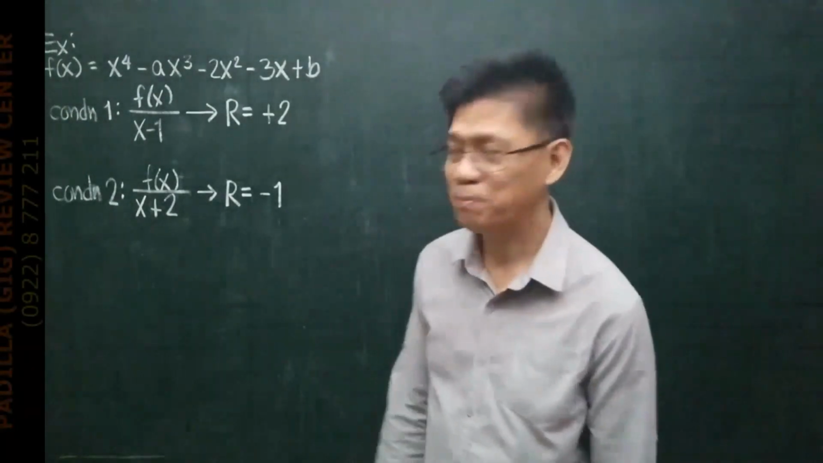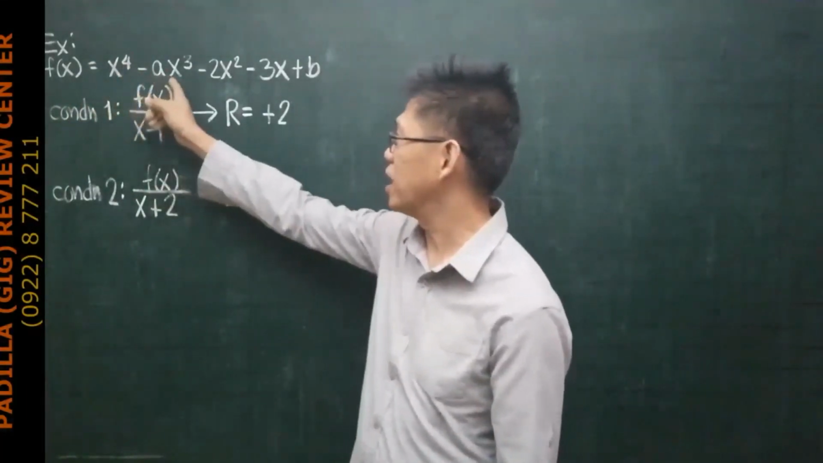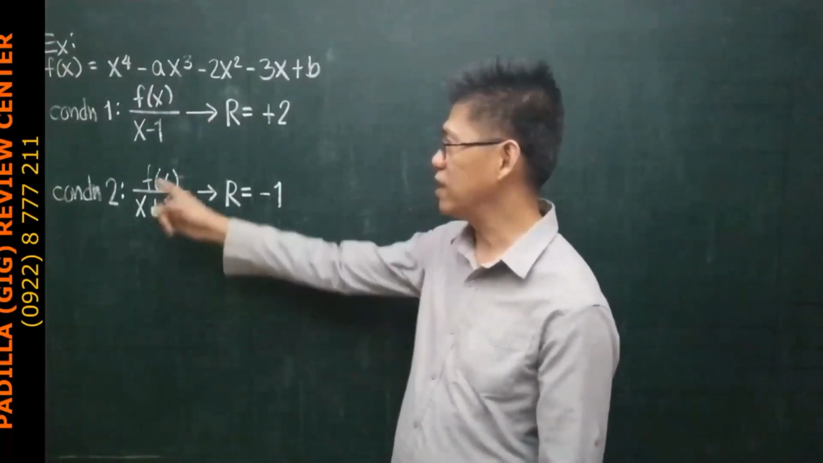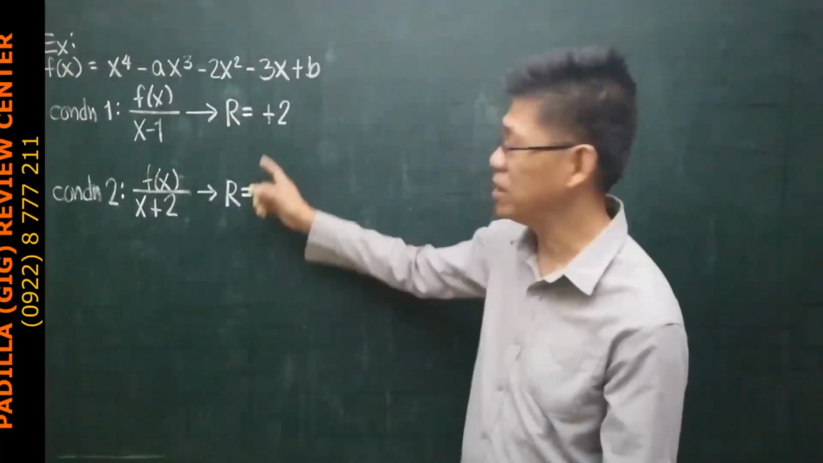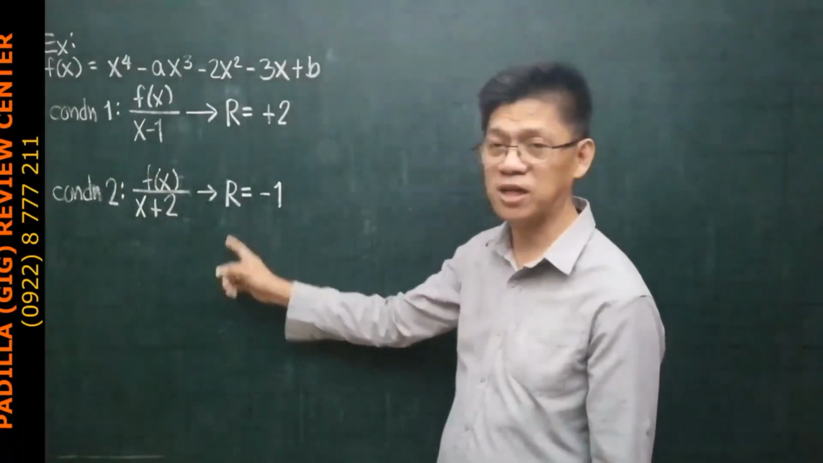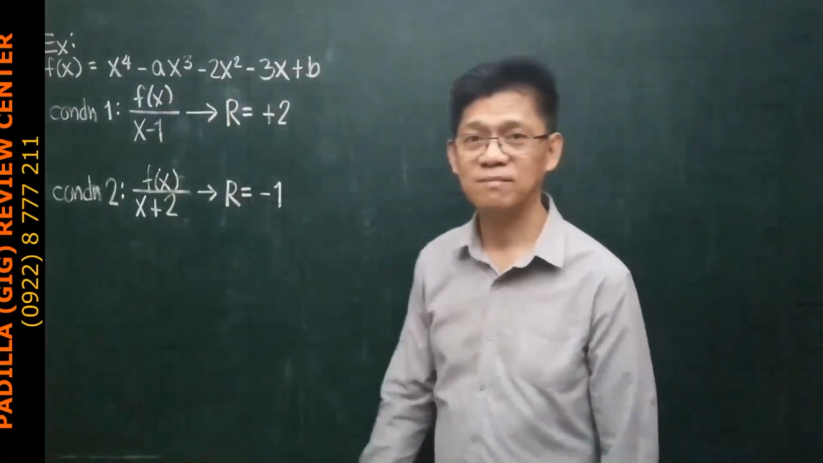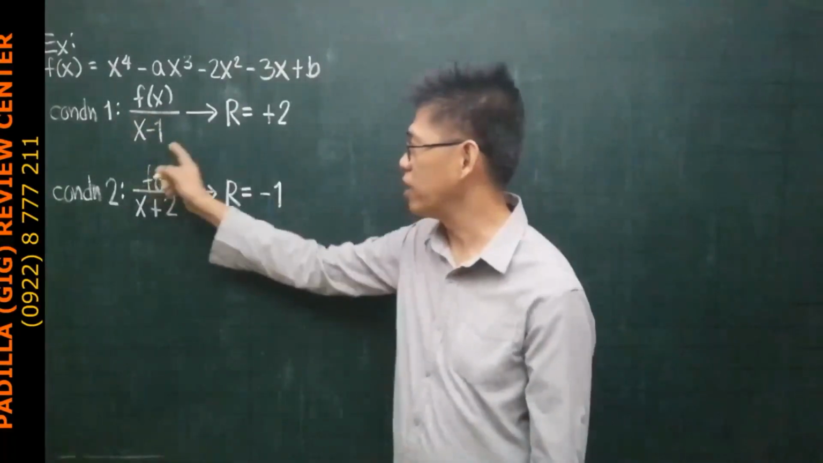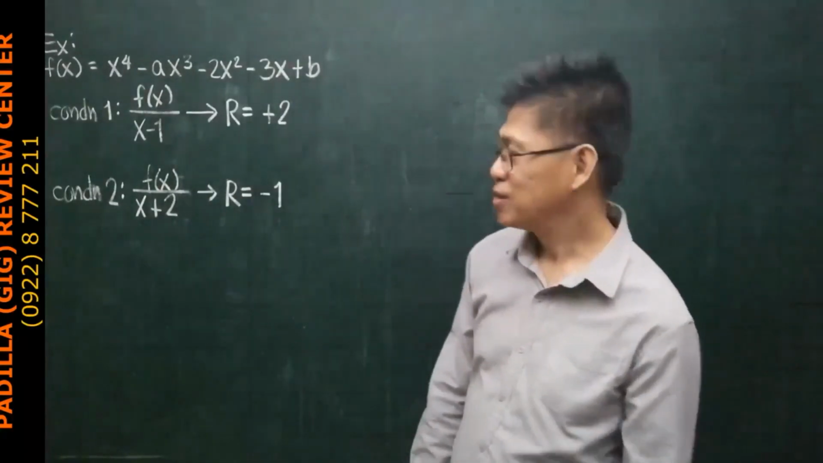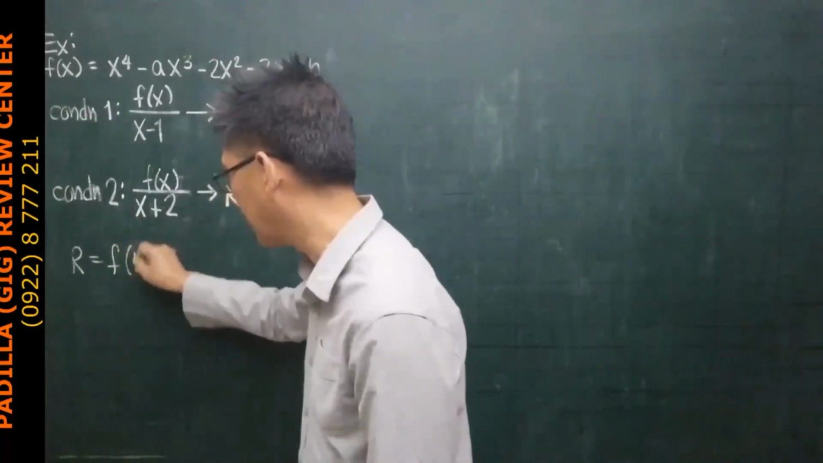What about this example? Given that function of x is x to the fourth minus ax cubed minus 2x squared minus 3x plus b, when you divide it by x minus 1, the remainder is 2. When you divide it by x plus 2, the remainder is minus 1. We're asked here to find the value of a and b. Now, since our divisor here is first degree, remainder's theorem is applicable. So sabi natin that the remainder is equal to f of r.